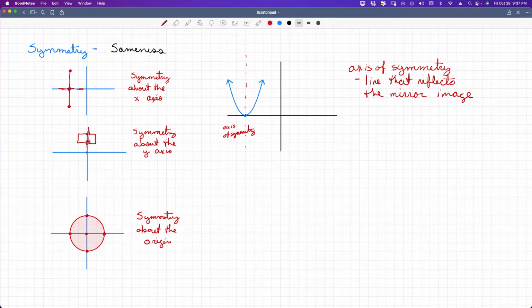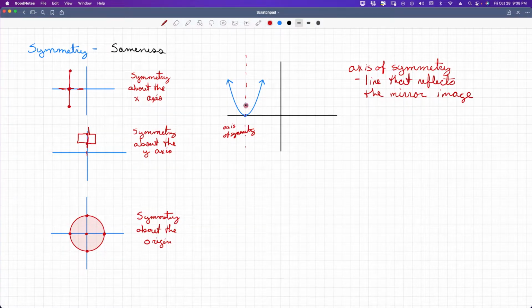Okay, now when we have that, we call that line that they are symmetrical about the axis of symmetry. When it is the x-axis, it's symmetrical about the x-axis. When it is the y-axis, it's symmetrical about the y-axis, meaning you could take it and fold it on the y or the x, and they would be duplicates of each other, right? The same.